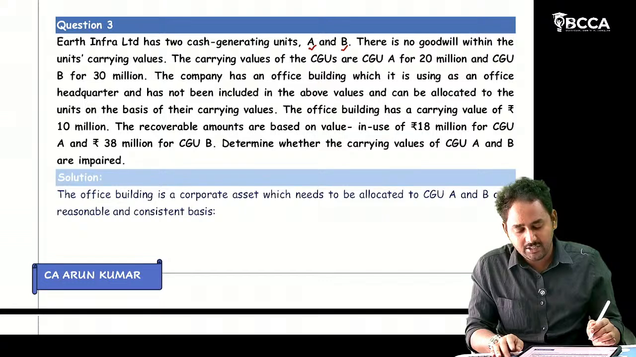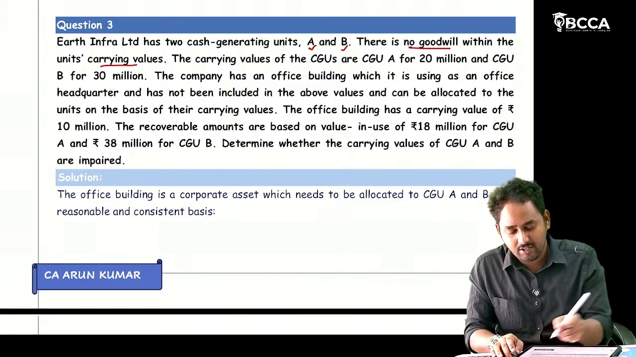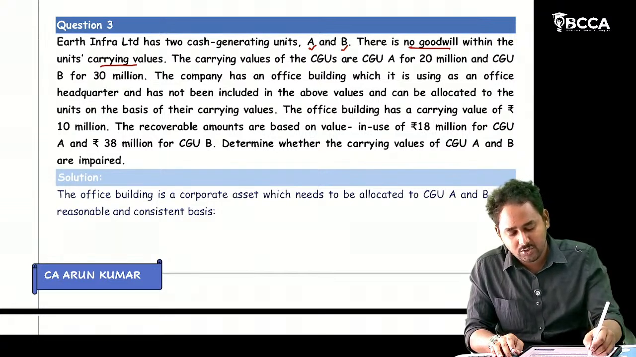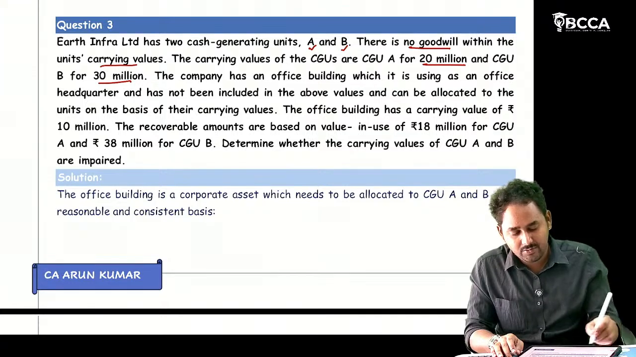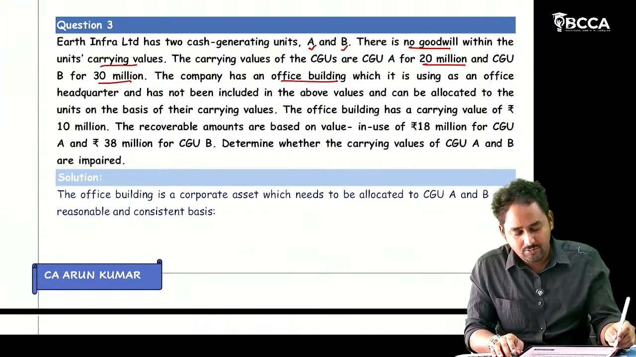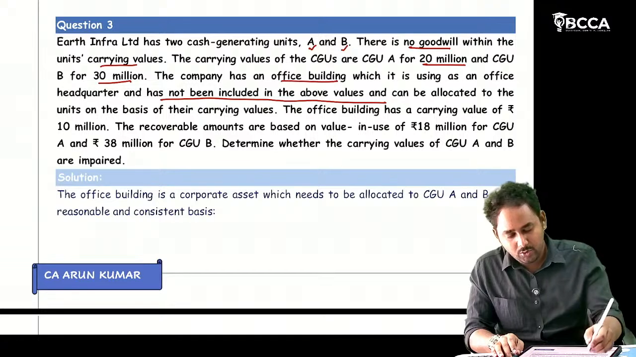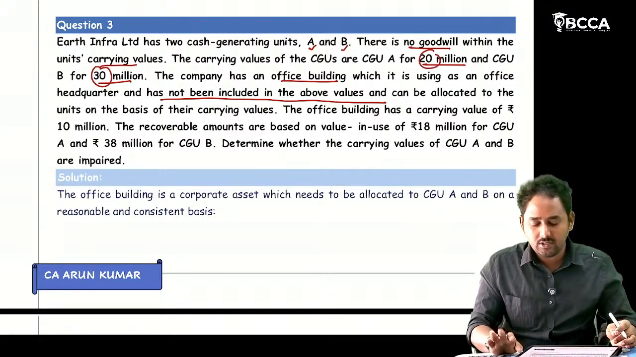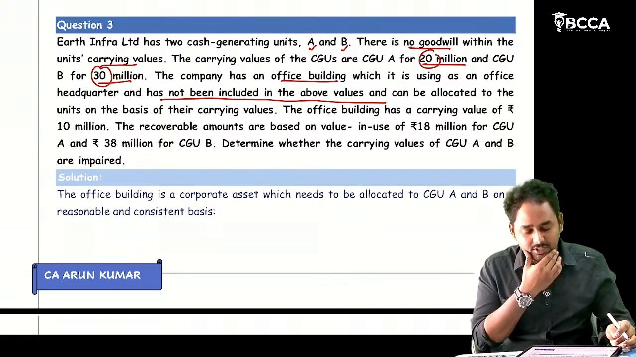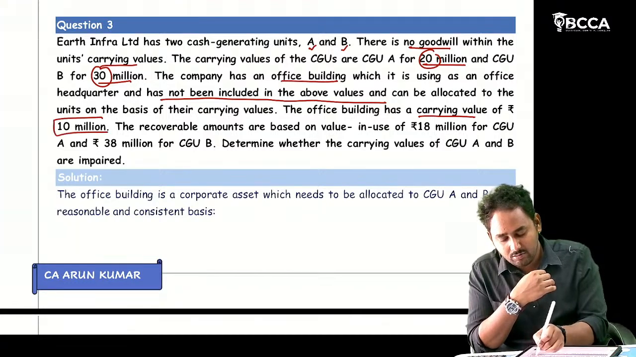Earth Infra Limited has 2 CGUs, A and B, and there is no goodwill within the carrying values. The carrying values of CGU A and CGU B are 20 million and 30 million. The company has an office building used as headquarters, which has not been included in the above values. So CGU A is 20 and B is 30 before allocation of the office building. The office building means corporate assets. What is the office building's carrying value? 10 million.